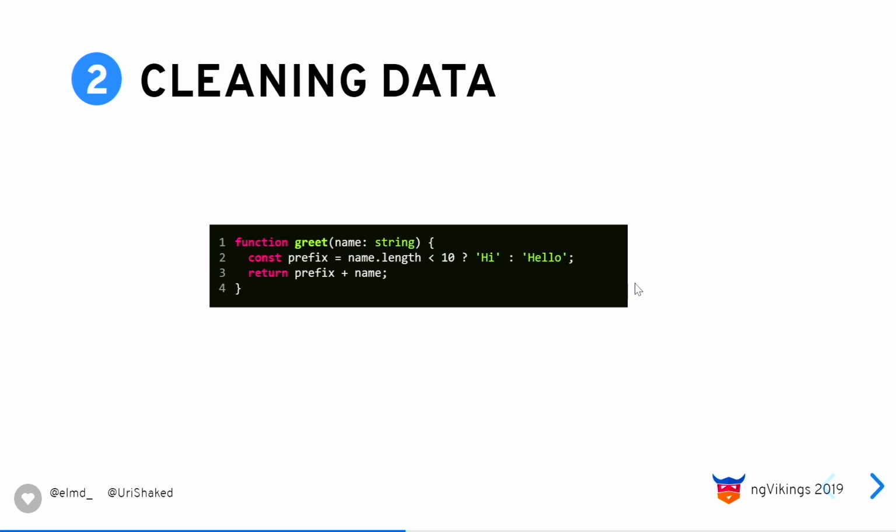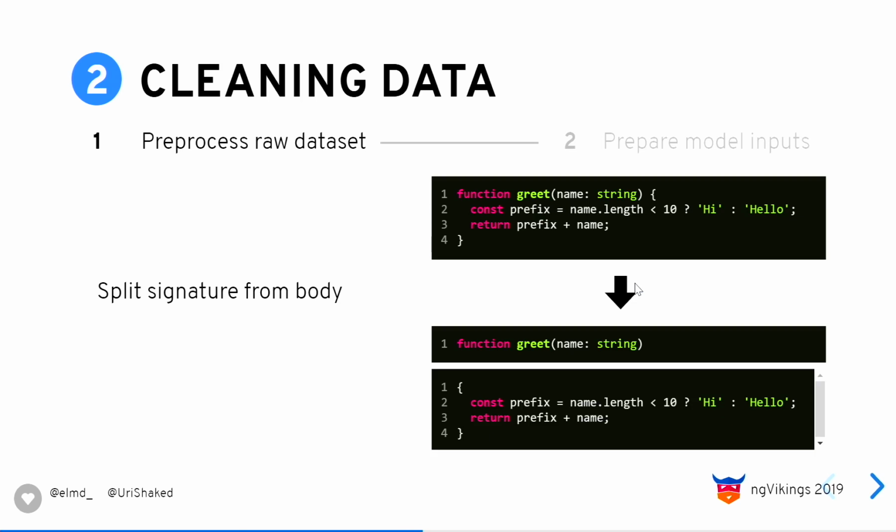So the first part is just splitting the signature from the body. The signature is what we give to the model, and the body is what we want it to spit out at the end of the day. That makes sense. So we do it for all the functions.